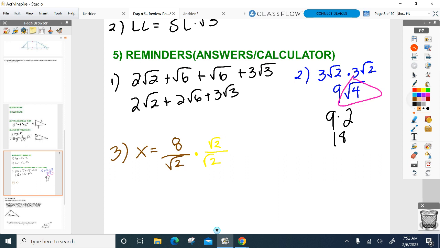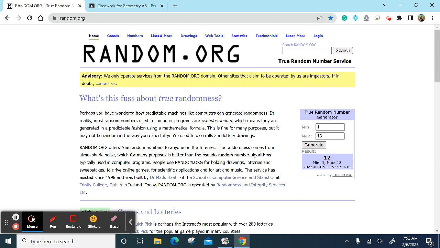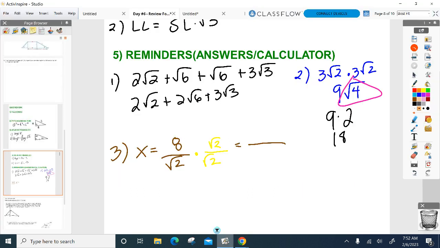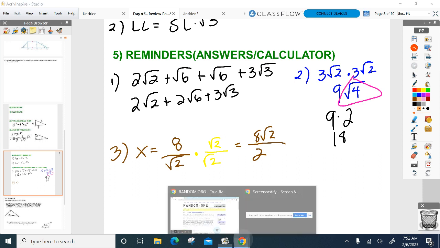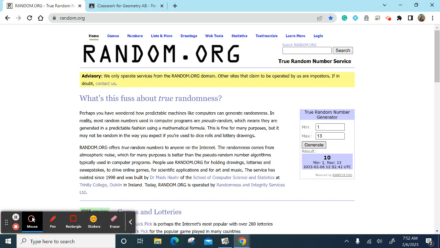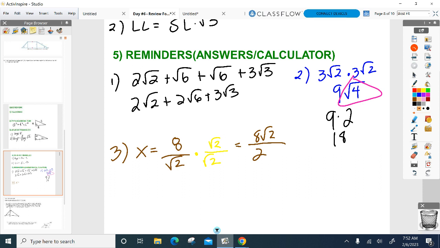Good. And then what am I left with on top and bottom now when I do that? You have 8 radical 2 and then 2. Good. And I still won't accept that because that's not simplified. One more step, and what is it? 8 divided by 2. So what's my final answer? 4. There we go. That would be my final answer.